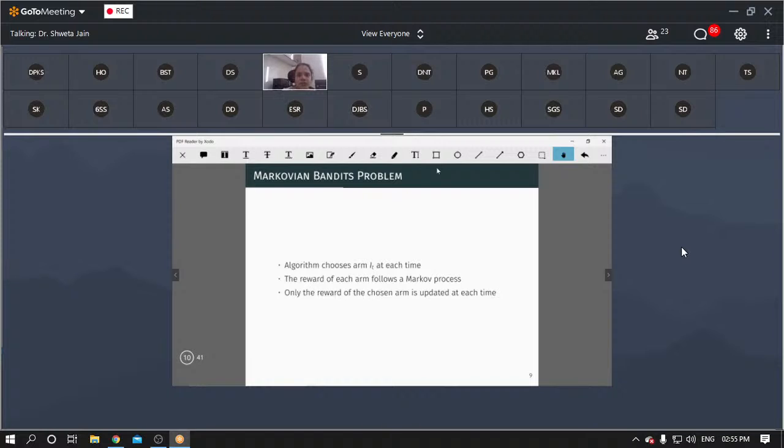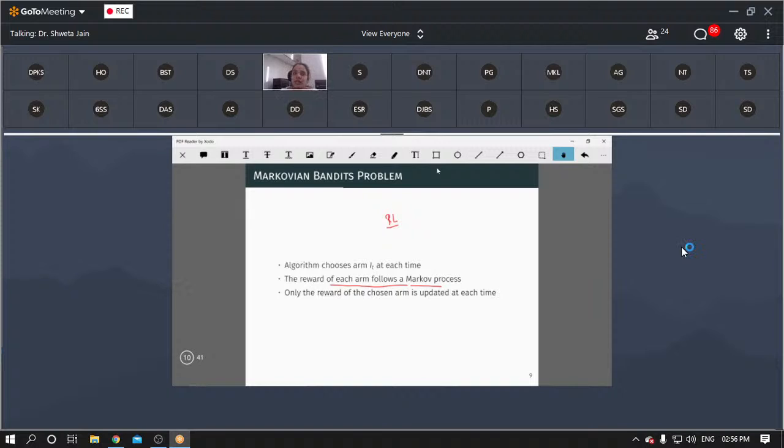The third problem is coming from the reinforcement learning literature, that you already had sessions about. Here the reward of each arm follows a Markov process. When you pull a particular arm, its reward changes with a certain probability transition matrix, and the reward of only the chosen arm is updated at each time. So certain rewards are going up, but they are changing with respect to a certain probability transition matrix. These rewards change only for the arms which you have selected. Other arms remain fixed.